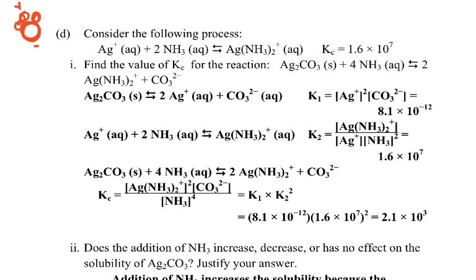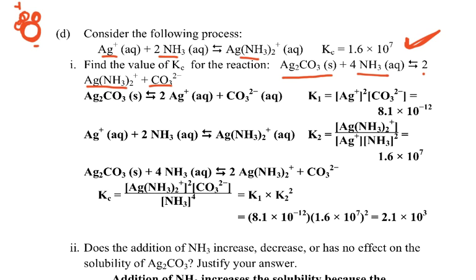Well, here's some information we have. If I take silver ions and put them with some ammonias, then I will form the silver ammonia complex, and for that there is a Kc of 1.6 times 10 to the 7. Now that's a pretty large number, so this reaction does occur. Find the value of Kc for this reaction: silver carbonate plus ammonia turns into the silver ammonia complex and carbonate. Okay, so what's my value for this?